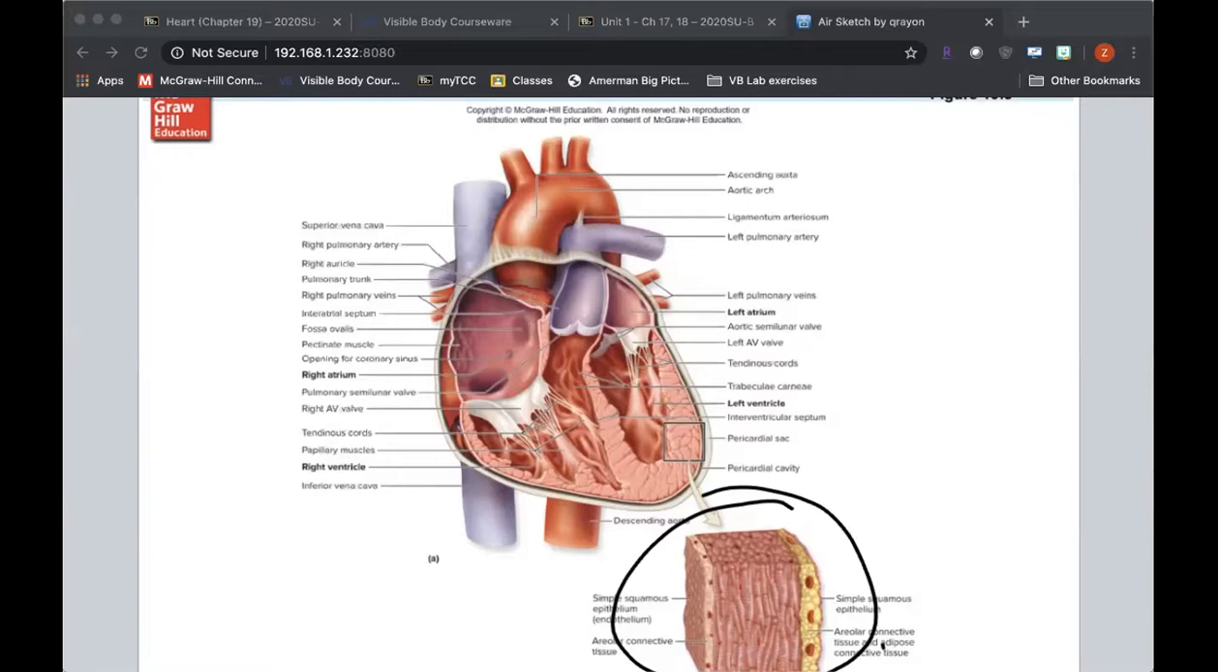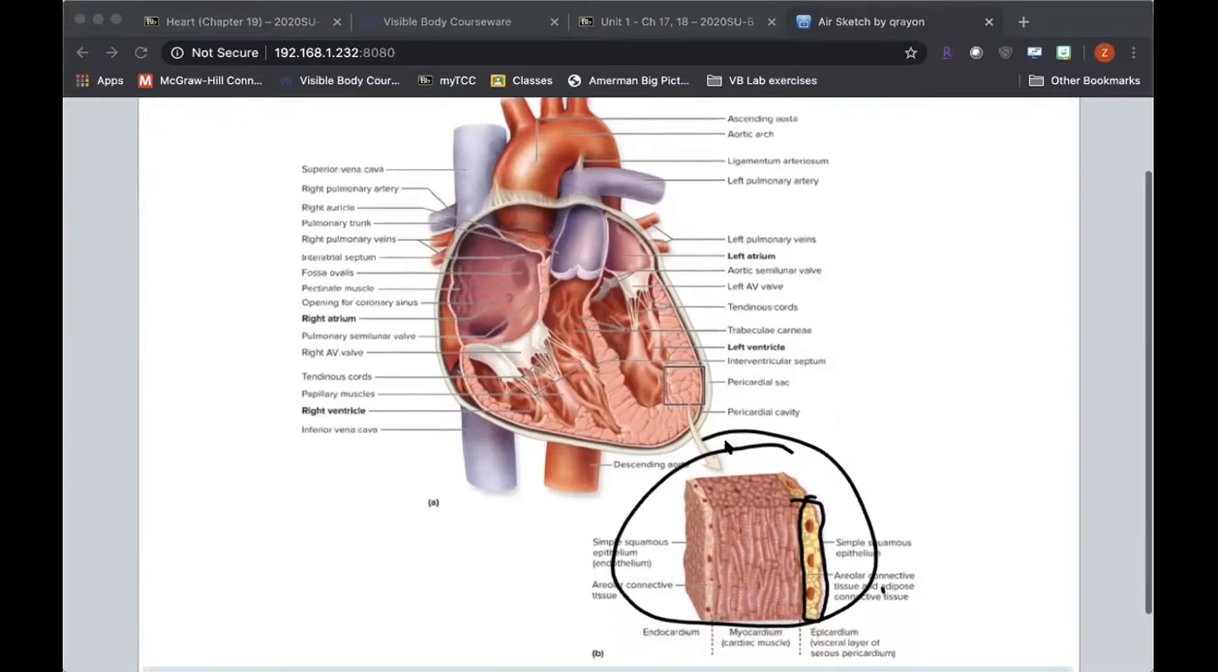That's this part that looks kind of yellowish. It is actually the same as your endocardium, but the epicardium, the visceral layer of the serous pericardium, has some adipose tissue in there. So it's a little thicker, and it has a yellowish tint to it. All right, so those are the layers of the heart wall. What do we have next?